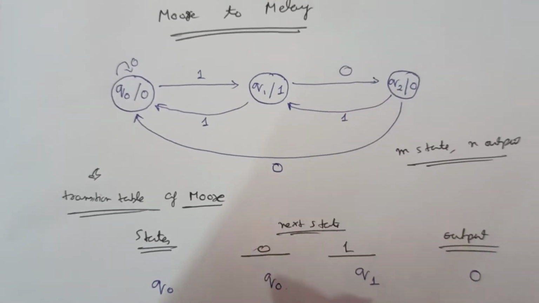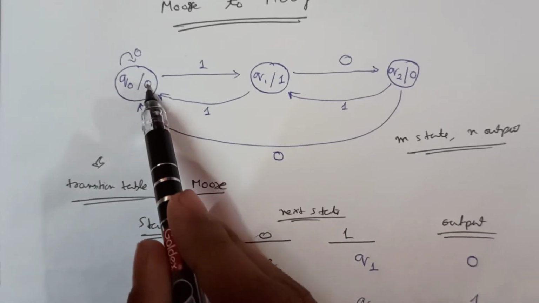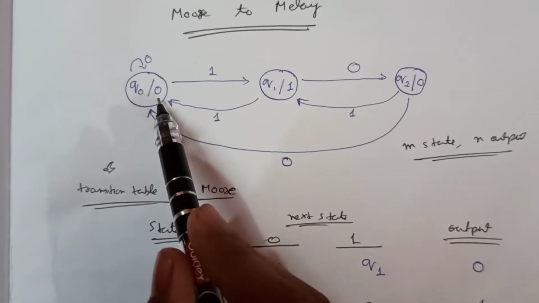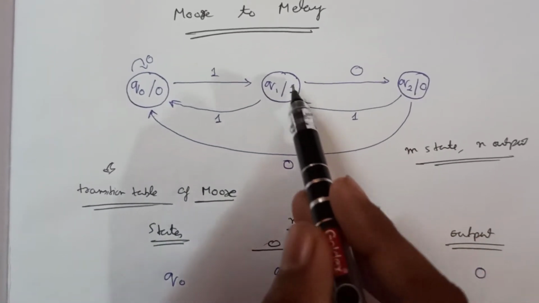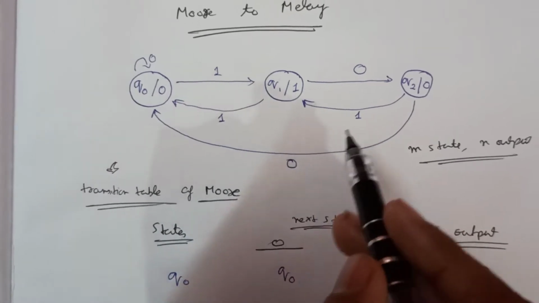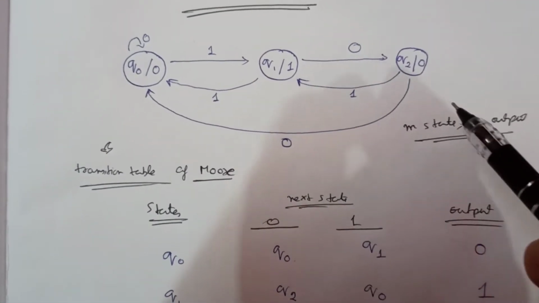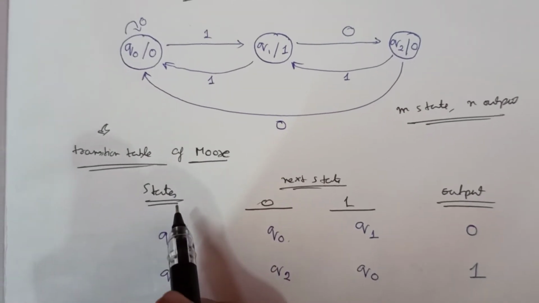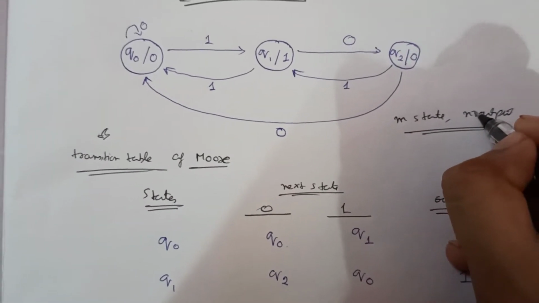So let's see. I have drawn a Moore machine here, and as the output depends on the state, I have written it inside the states, and here are the transitions. First I will write the transition table of the Moore machine. This is the transition table of the Moore machine, and suppose there are m states with n outputs, so the number of states and outputs will be the same.